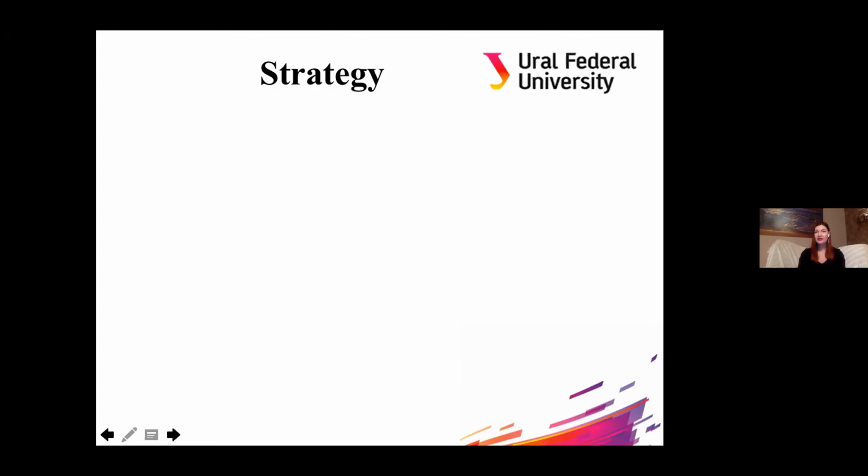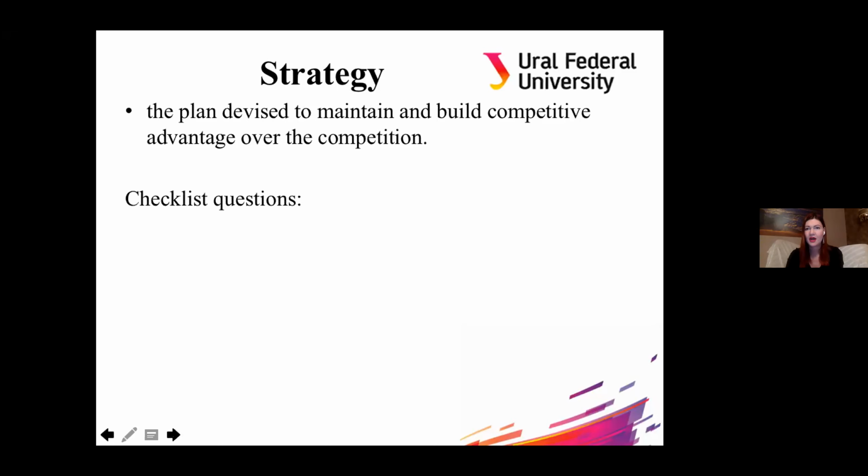Okay, and now we will talk a little bit about each of these points. So concerning strategy, each of these elements has a checklist of questions that you can ask, and by trying to define them, you will understand your problems maybe, or you will better formulate this information for yourself. So once again, strategy: the plan devised to maintain and build competitive advantage over your competitors.